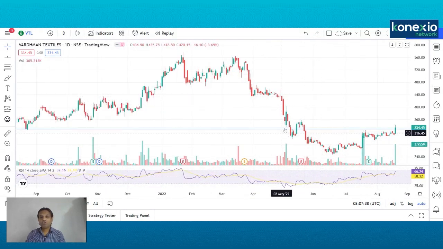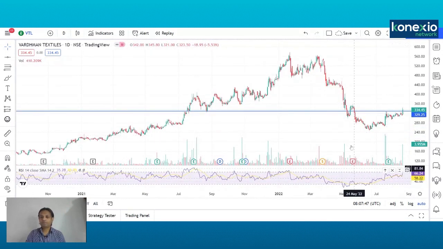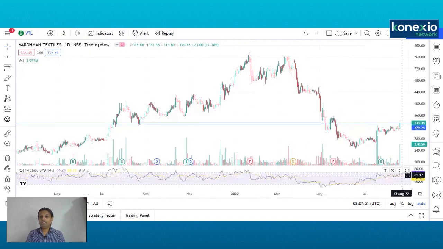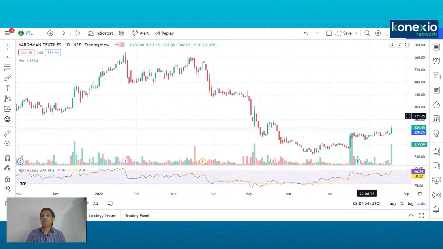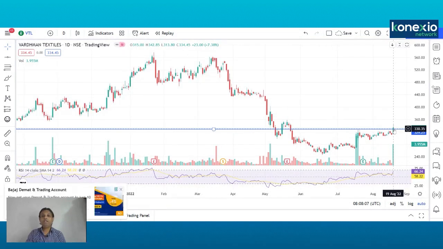You can see the price volume action. The stock has reversed. Volumes are also rising. The prices are also rising from the oversold region. RSI is also in positive territory in the comfortable zone. But as I said, this call is specifically for investors, those who want to invest for the long term. So definitely investors can accumulate the stock on dips.